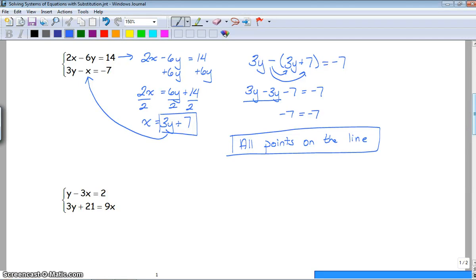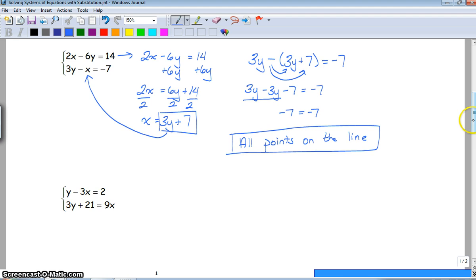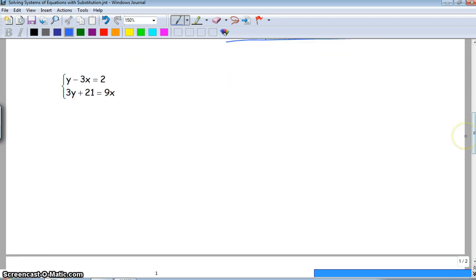So let's try another one where we need to solve for y, or solve for a variable. So in this case, the first one looks like it's the easier problem to get a variable by itself. So y minus 3x equals 2. All I need to do is add 3x to both sides. My y is isolated, and that equals 3x plus 2. Take the 3x plus 2 and plug it into your second equation.